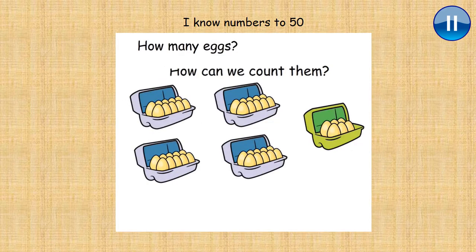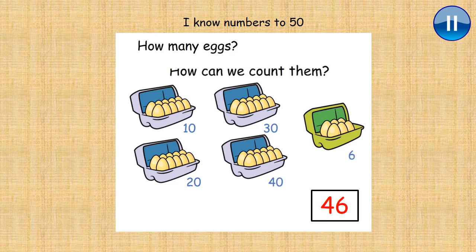Pause the video whilst you count how many eggs there are. Remember to count in tens and then the rest. How many eggs were there? Each blue box has 10 eggs, so I'm going to count in tens. 10, 20, 30, 40, and 6 more. There are 46 eggs. Well done.